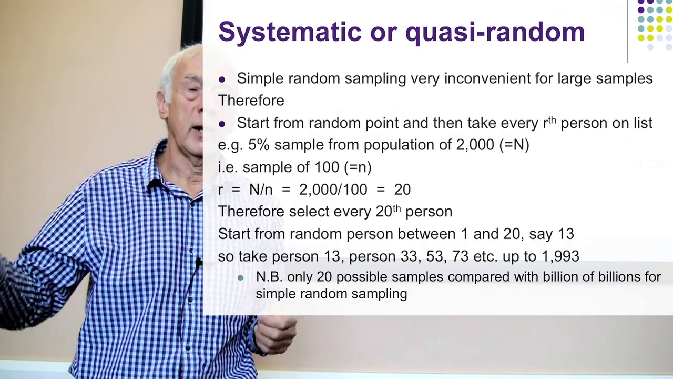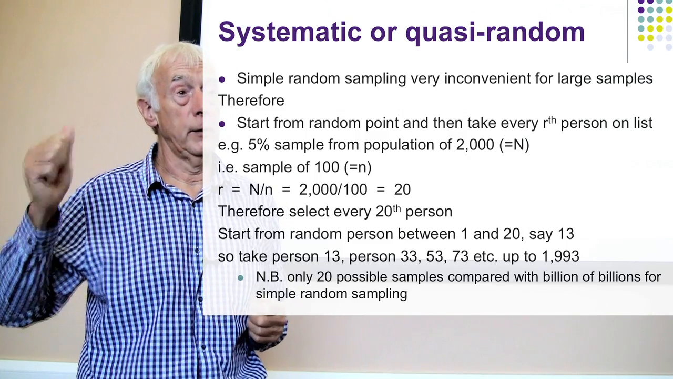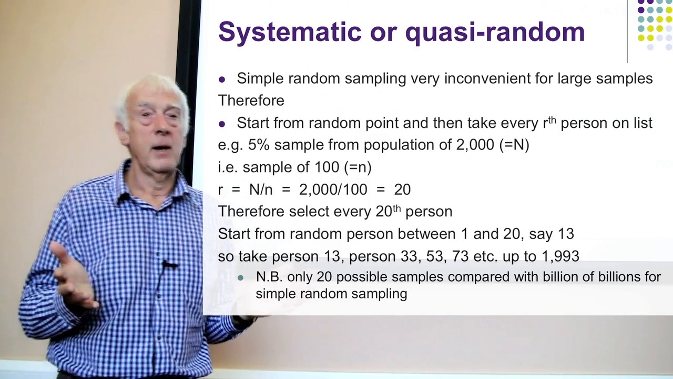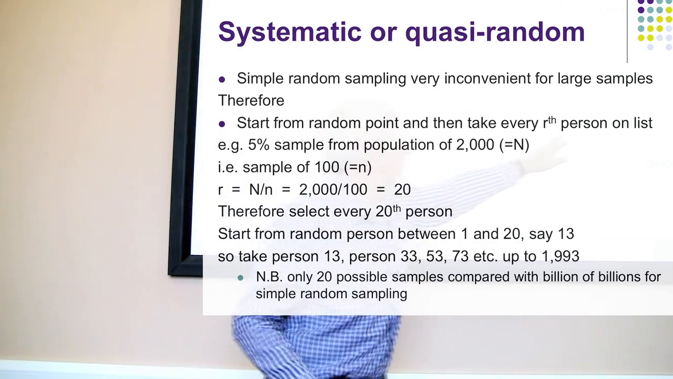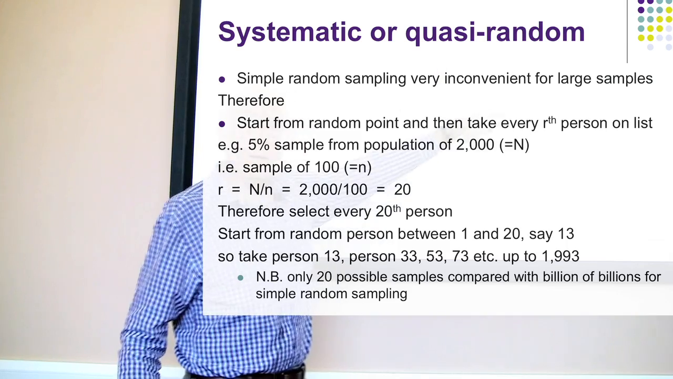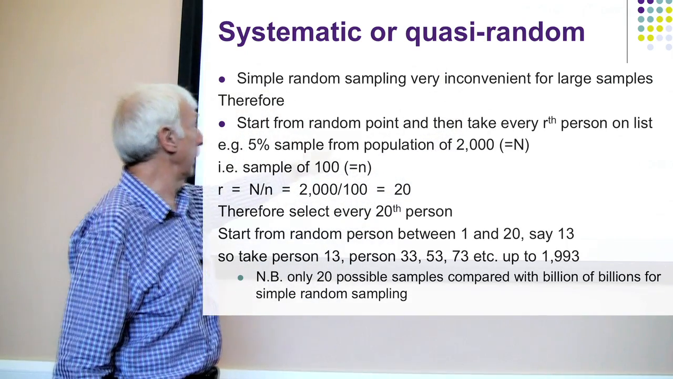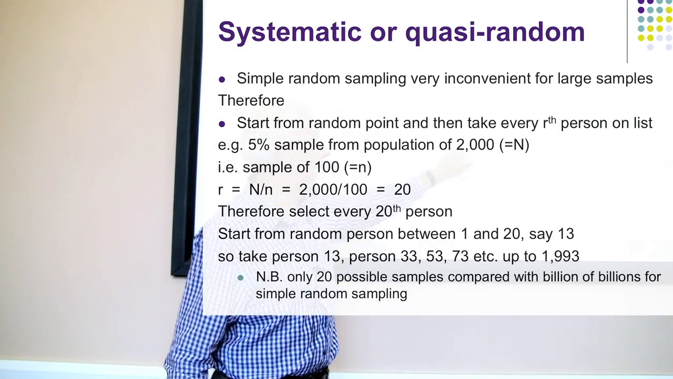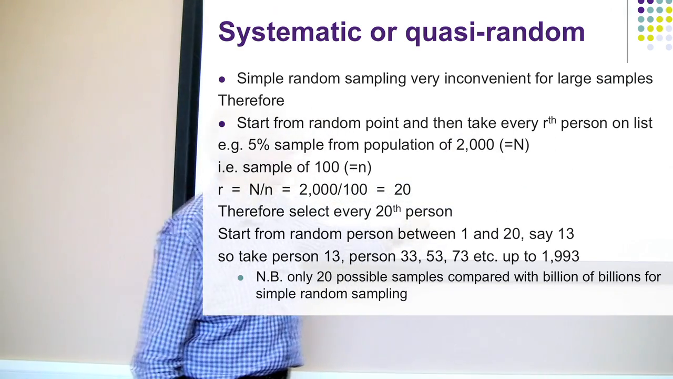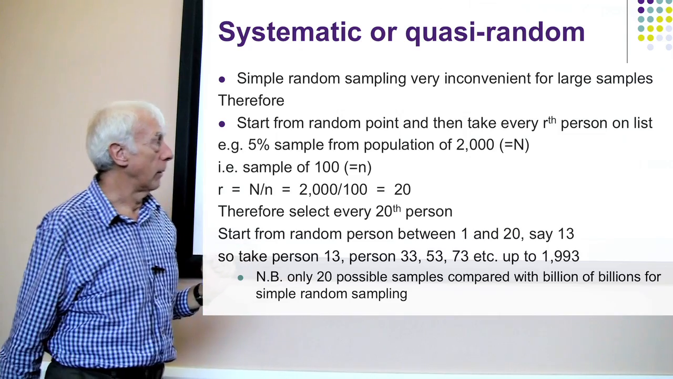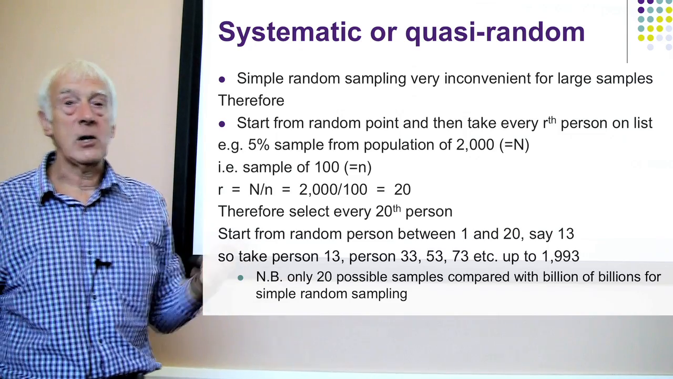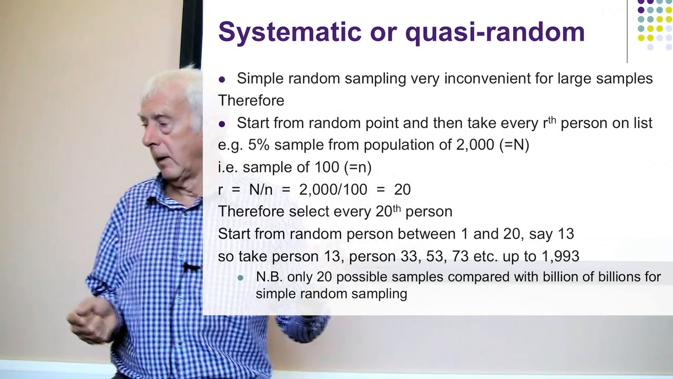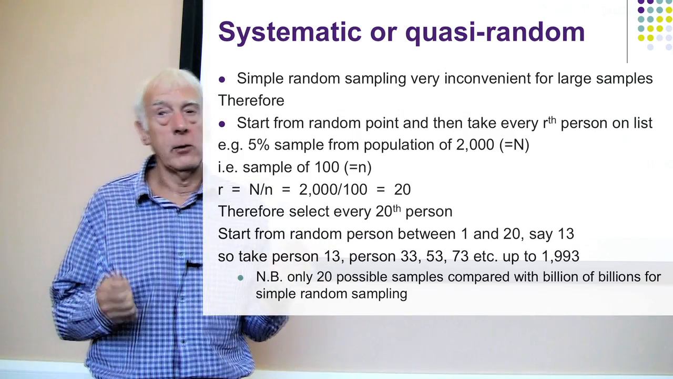So you do a little bit of coin tossing at the beginning to get your first number, or go to Excel and get a random number between 1 and 20 to pick your first person. Let's say that's 13. That's the number you've chosen at random. And then you take every 20th person from then onwards. So you pick number 13, 13 plus 20, 13 plus 20 again, plus 20 again, and so on all the way through up to 1,993. So actually, provided you've got the list, you don't need to number them, you just simply count through in that way.